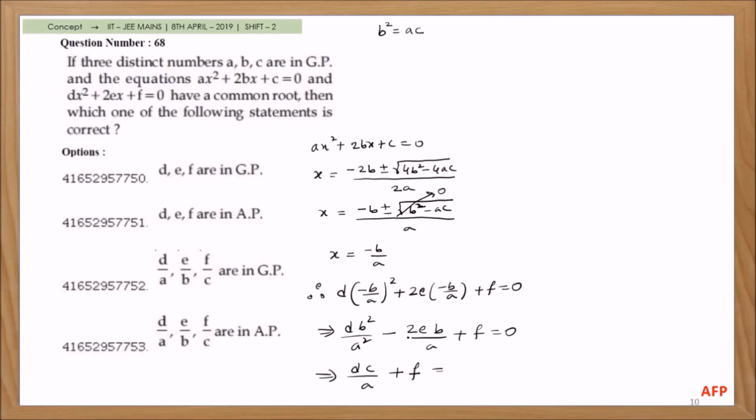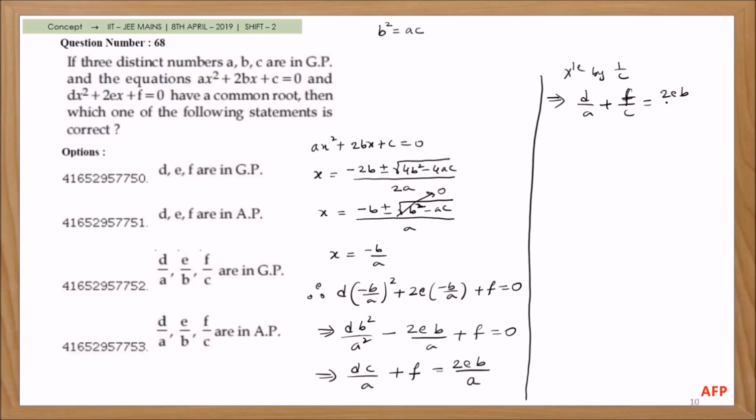Yeah, so b square is equal to ac. d by a, we will get e, 1 a will get cancelled, and this part we will send to the other side. So 2eb divided by ac, multiplying the entire equation by 1 by c. So d by a plus f by c is equal to 2eb divided by ac. This implies d by a plus f by c is equal to, what is ac? b square. So 2eb over b square, so one b will get cancelled. This implies d by a plus f by c is equal to 2 times e by b.